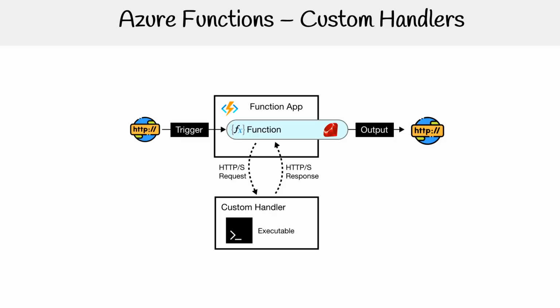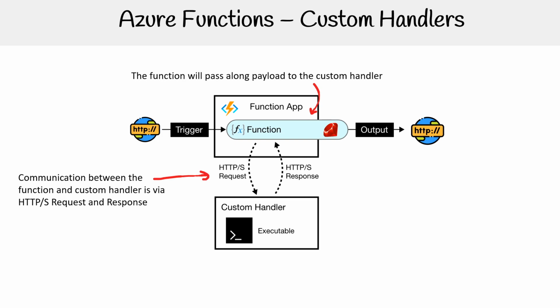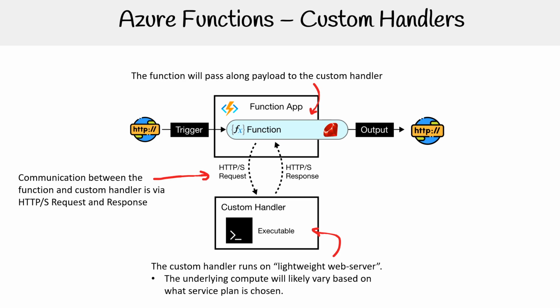Okay, so let's visualize that so we really understand that this is a separate thing that's running. The function will pass along the payload to the custom handler. The communication between the function and custom handler is via HTTPS request and response. The custom handler runs on lightweight web servers. The underlying compute will likely vary based on what service plan is chosen. So it's going to be other places. I couldn't really figure out where they were. The custom executable for the custom handler is bundled along with your function code.